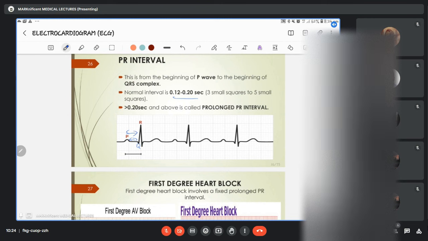So a question can be twisted, although not in Croc, but I'm just trying to help you understand this. A question can be, look at this last sentence, greater than 0.2 seconds is called prolonged PR interval. So if there's a prolonged PR interval, what condition do you think? I don't mean condition, what state would the patient be in? Does anybody have any idea? Hyper something or... Okay, yeah, there's hyper something, of course, but that's not the actual state. Okay, so here it is.